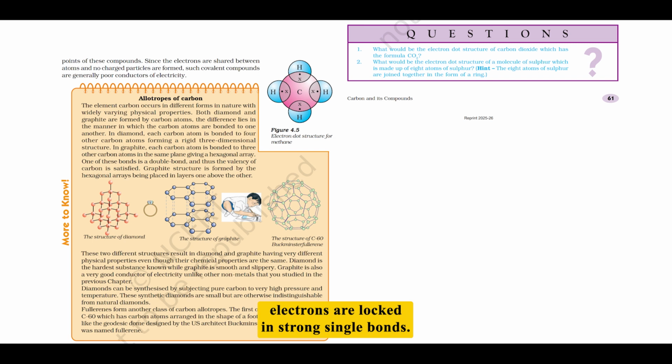in strong single bonds. Fascinating difference. Same element, completely different electrical properties due to bonding. It really is. And we should briefly mention a third major class of allotropes, fullerenes, discovered more recently. The most famous is C60, Buckminster fullerene. C60, like a football shape. Exactly like a soccer ball.